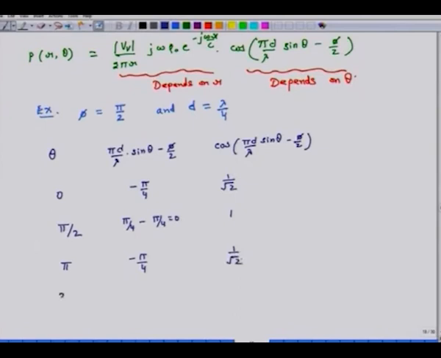And when theta is 3 pi over 2, sin theta is negative 1. So, I get minus pi over 4 minus pi over 4, which is equal to minus pi over 2, and then I get 0 here. So, if I do a polar plot of the cosine with respect to theta, this is how it is going to look.